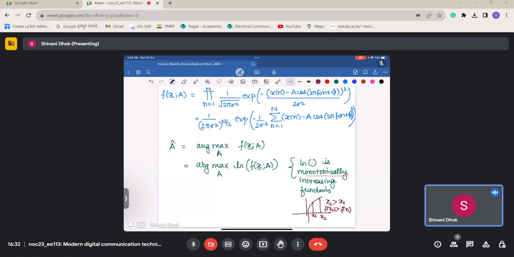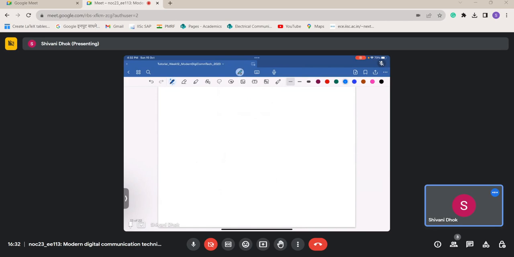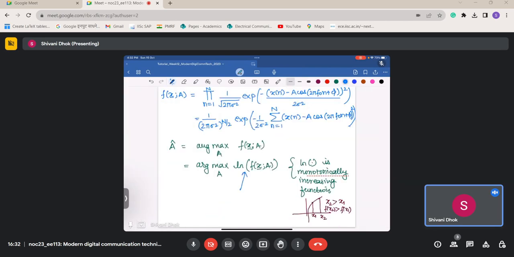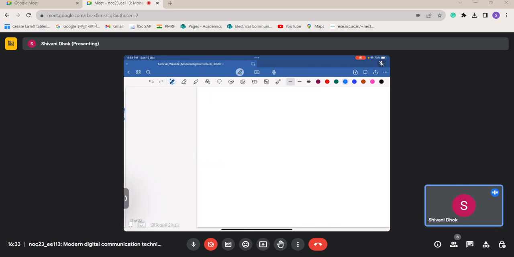Now if we take this, what we can do is differentiate this and set it equal to 0 at A equal to A hat. So now let us look at the log of f of x given A, which is log of, I'll just take this and paste it here.